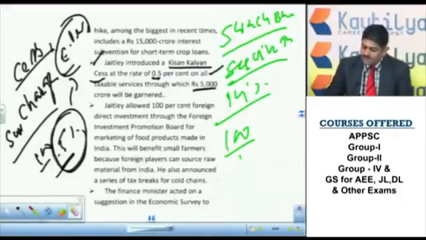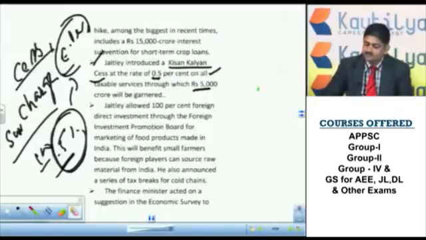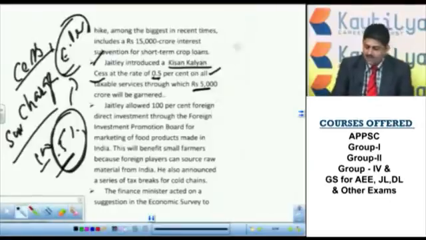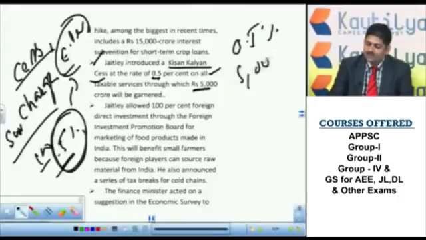So how is the question asked in this case? The question is asked: how much percentage of Kisan Kalyan cess was imposed, or how much amount does the Government of India want to garner through Kisan Kalyan cess? In the first question, the answer is 0.5%. In the second question, the answer is rupees 5,000 crore. It's a very, very important question.